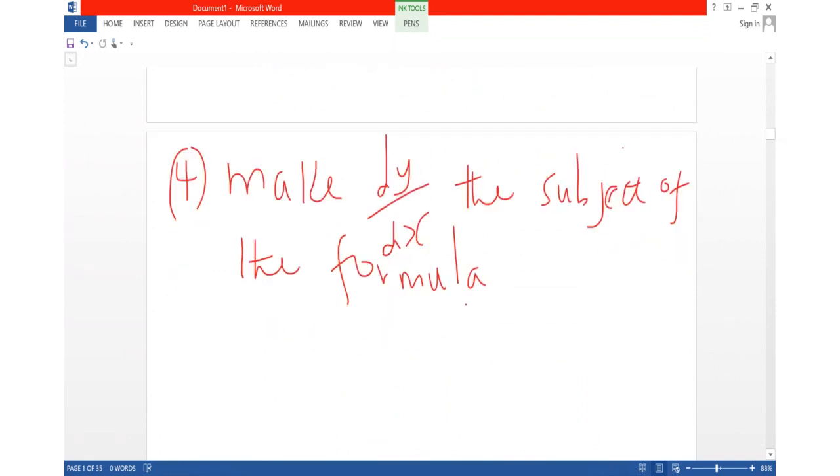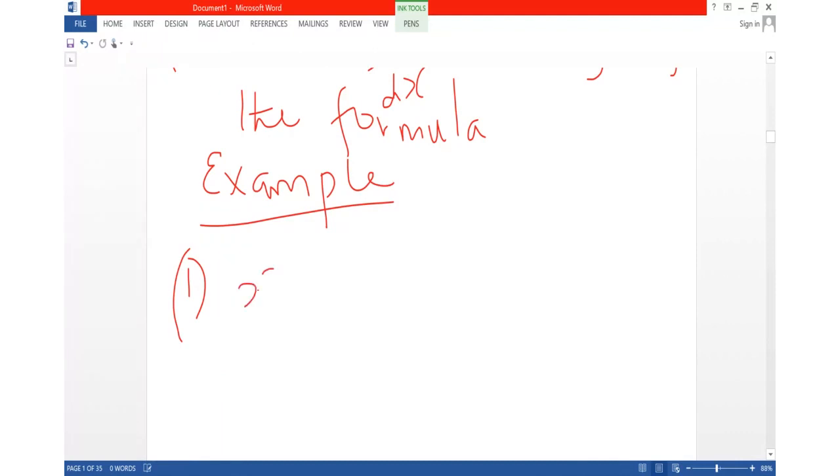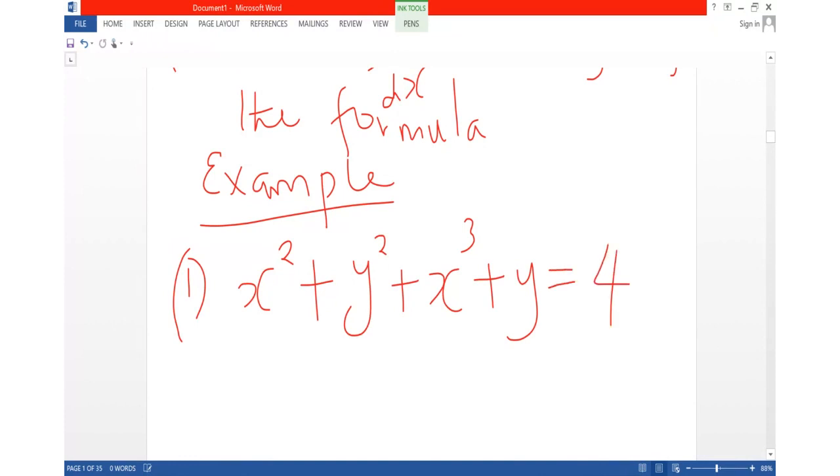Let's do an example now. If you have understood what we have done there, this one will be very, very easy. I'll start with a very simple example. Number one, x squared plus y squared plus x to the power 3 plus y is equals to 4. So this one is called an implicit function. Why? Because even if you try to make y the subject of the formula, it is impossible. It is impossible to make y the subject of the formula, and I guarantee you it is impossible.